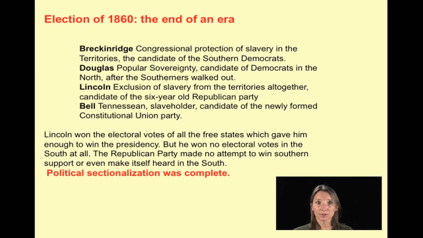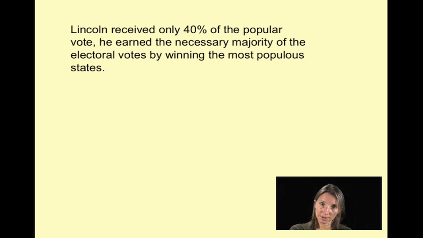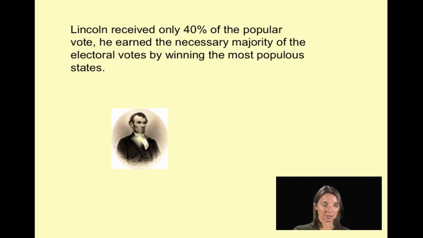But what happened was the Southerners, who were in the Democratic Party, and the Northerners, who were in the Democratic Party, were so divided that they couldn't agree on a candidate. So you had a candidate for the Northern Democrats and one for the Southern Democrats. You also had Lincoln for the Republican Party, like I said, just born. And you had another guy named Bell, who was a Southerner, the Constitutional Union Party. Lincoln received only 40% of the popular vote, but he won enough votes in the Electoral College to win the election.